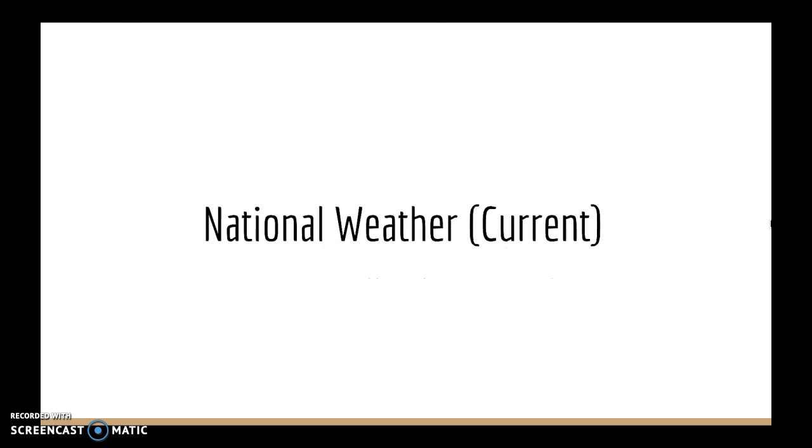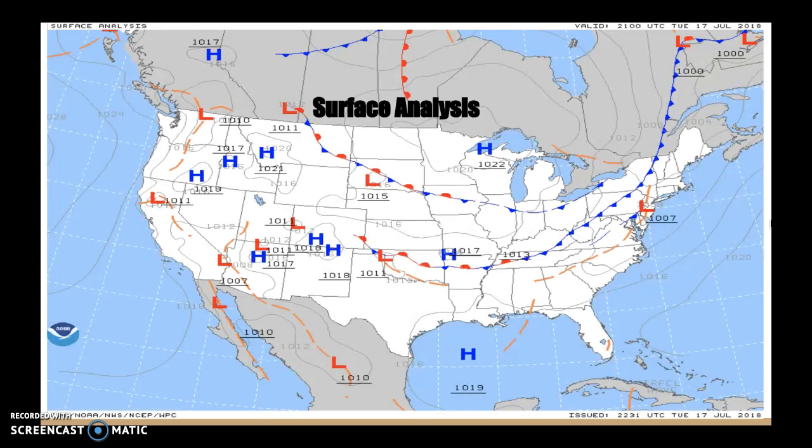Current national weather. This is a surface analysis chart. A few things it can show us are high and low pressure systems, and cold, warm, and stationary fronts, which are indicated by blue, red, and alternating blue and red lines respectively. Also the location of troughs that are shown as orange dashed lines.